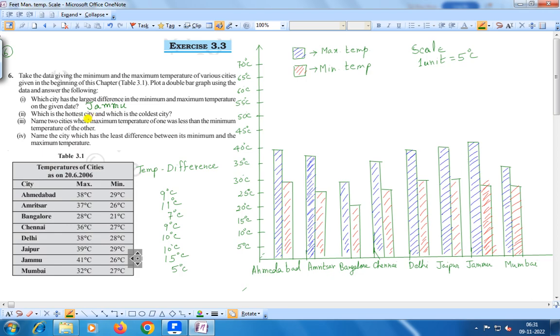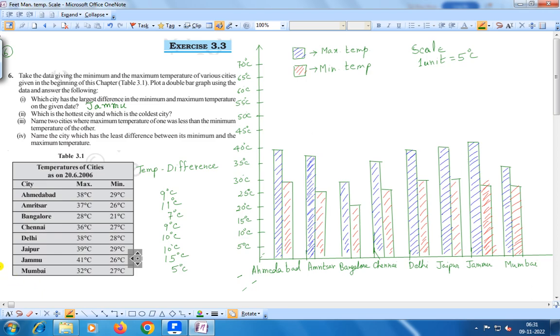Which city is the hottest city and which is the coldest city? From the graph and from the table you can say that the maximum temperature of Jammu is 41 degrees centigrade, and the minimum temperature of Bangalore is 21 degrees centigrade. Therefore, you can say that Jammu is the hottest city and Bangalore is the coldest city. Yes, we can write here also.